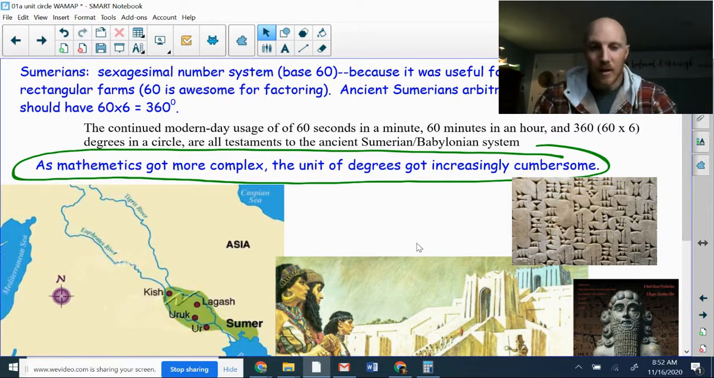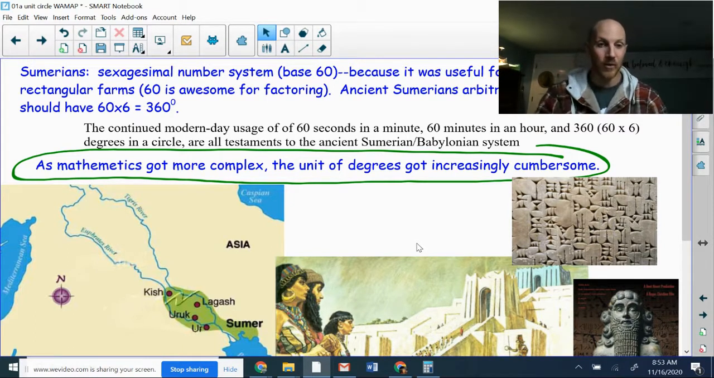But in mathematics, some of these things do really make a difference. Like 360 degrees making up one complete circle. That's cool if you live in ancient Sumer, but as mathematics got more complex, degrees became increasingly cumbersome. Obviously, we can use them and we've learned a bunch of stuff using degrees, but it's just really not the most useful system.